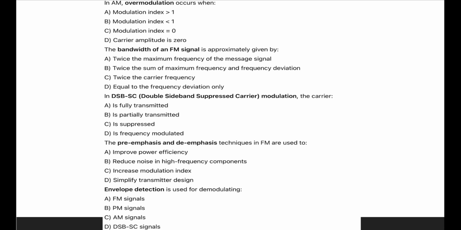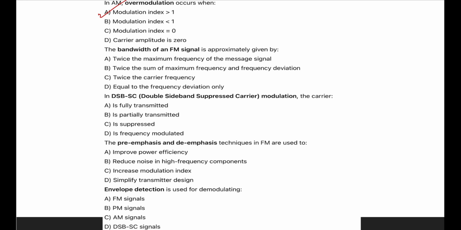In AM, overmodulation occurs when option A, modulation index greater than 1. Option B, modulation index less than 1. Option C, modulation index equal to 0. Option D, carrier amplitude is 0. In an amplitude modulated wave, overmodulation occurs when the modulation index is greater than 1. So the answer is option A.